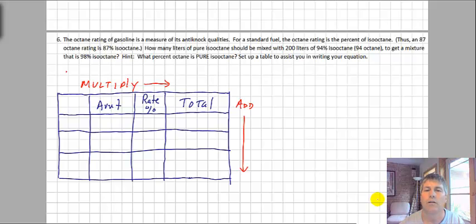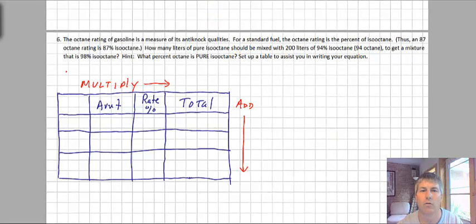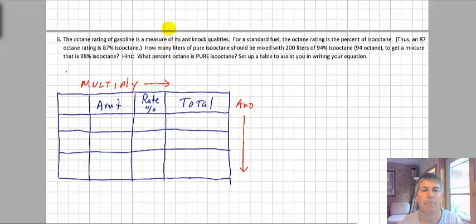All right, and on to our final word problem in applying linear equations. Another percent problem, a solution problem, but this time we're working with pure solution, or a pure acid, as you will. So it says the octane rating of gasoline is a measure of its anti-knock qualities. For a standard fuel, the octane rating is the percent of isooctane. So when you go to the gas station and you fill up with 87 octane, that means the fuel is 87% isooctane.